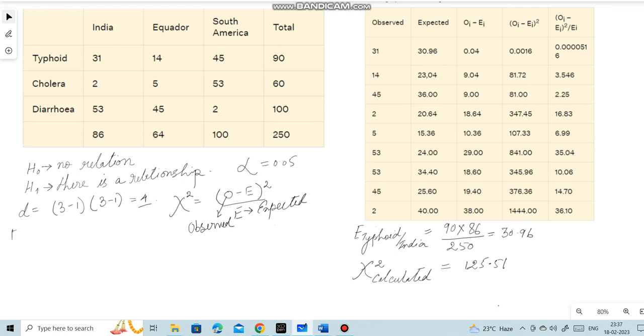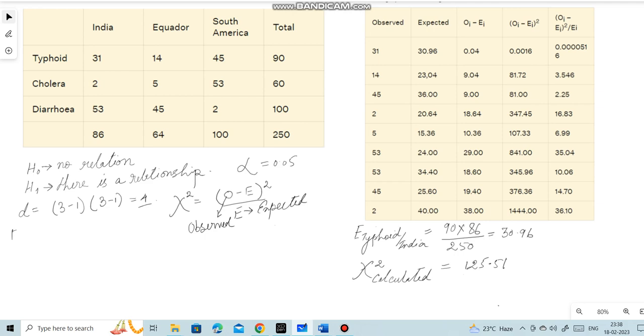Now to find out our takeaway from the test, that is to tell us whether our null hypothesis is correct or the alternate hypothesis is correct, we have to compare this value to something. How do we do that? We have the calculated value, we have our level of significance, right? And we also have our degree of freedom, that is 4.